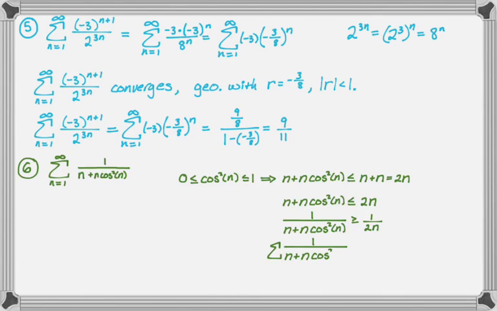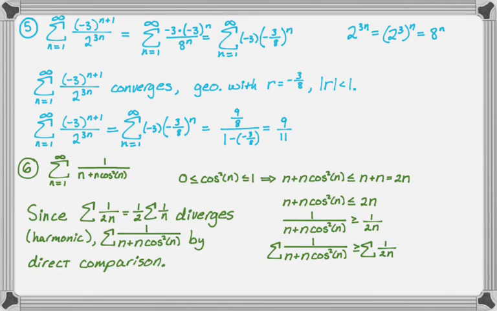1 over 2n, if we sum it up, is just the harmonic series. Well, half of the harmonic series, but it diverges still. So we actually know this diverges. This is another direct comparison thing. So I'm going to say, since the sum of 1 over 2n, which is 1/2 the sum of 1 over n, diverges, and I like to give a reason, so it's harmonic, or you could say p is equal to 1, we know that this other series diverges by direct comparison. Okay, so that's another direct comparison problem that we can do.